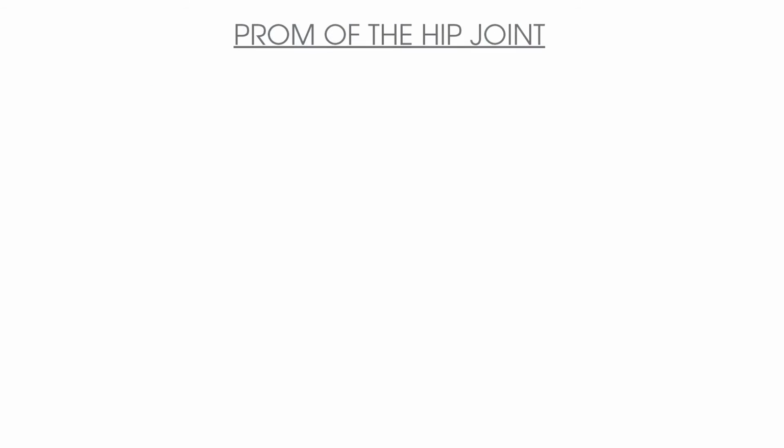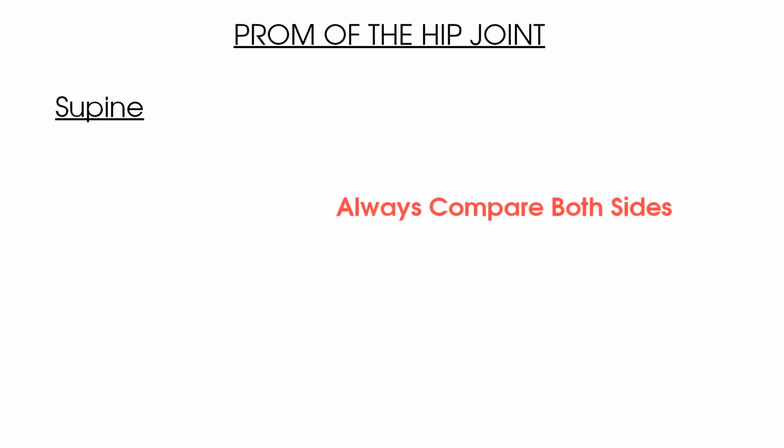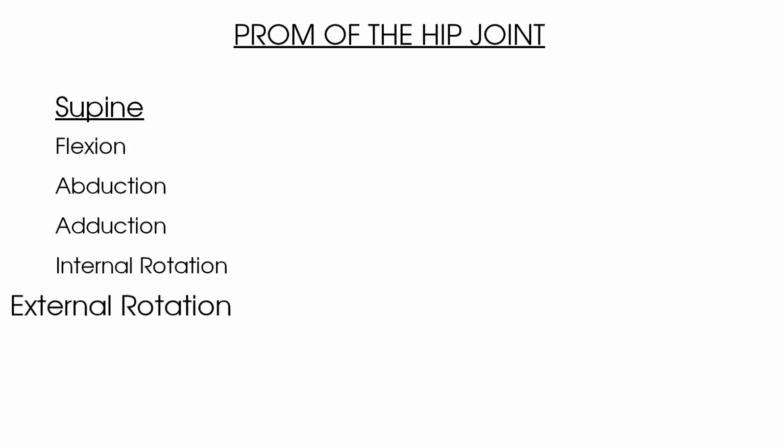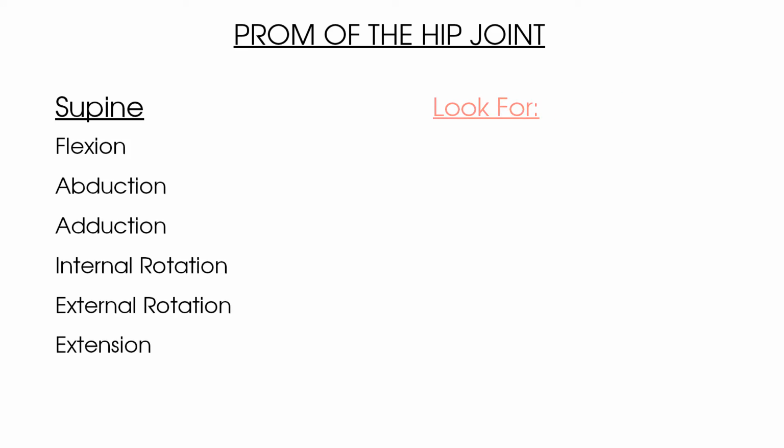So let's summarize this video on passive range of motion of the hip joint. First, complete your passive range of movement with the patient in a supine position. When completing your passive tests, be aware of your handling for each movement and make sure you compare the affected and unaffected sides. Test passive hip flexion, abduction, adduction, internal rotation, external rotation, and extension. When completing your tests, make a note of pain, range, and end feel.